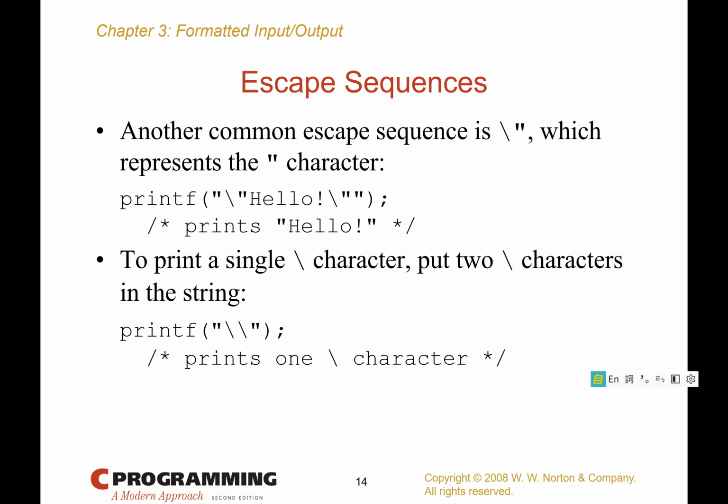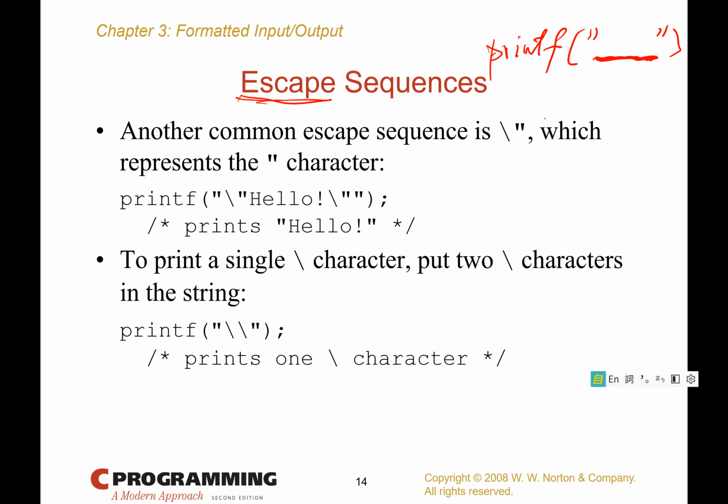Now, let's continue about escape sequence. Okay? Normally, when we have a print, the first parameter is a pair of double quotation. Now, supposedly, within this pair of double quotation, everything will be printed out on the screen. Okay? Everything will be printed out on the screen.